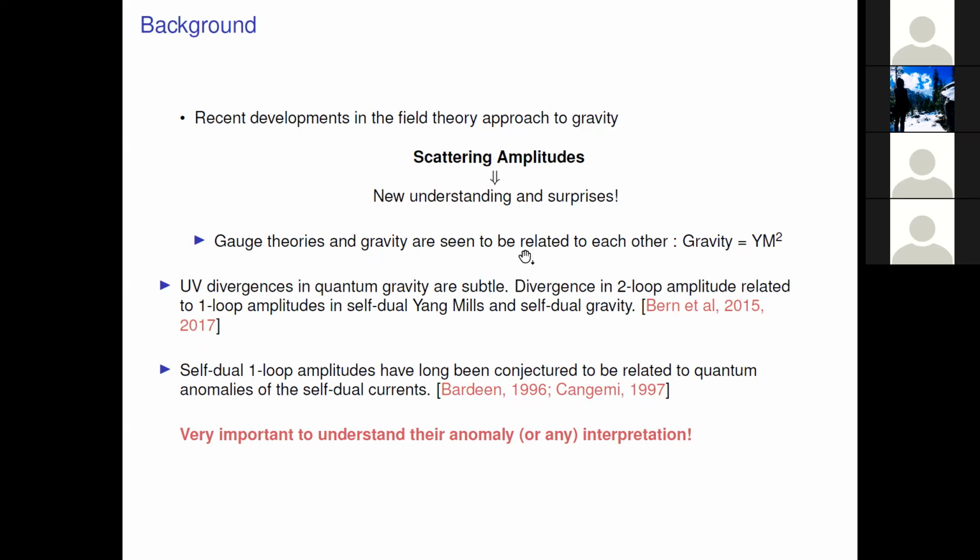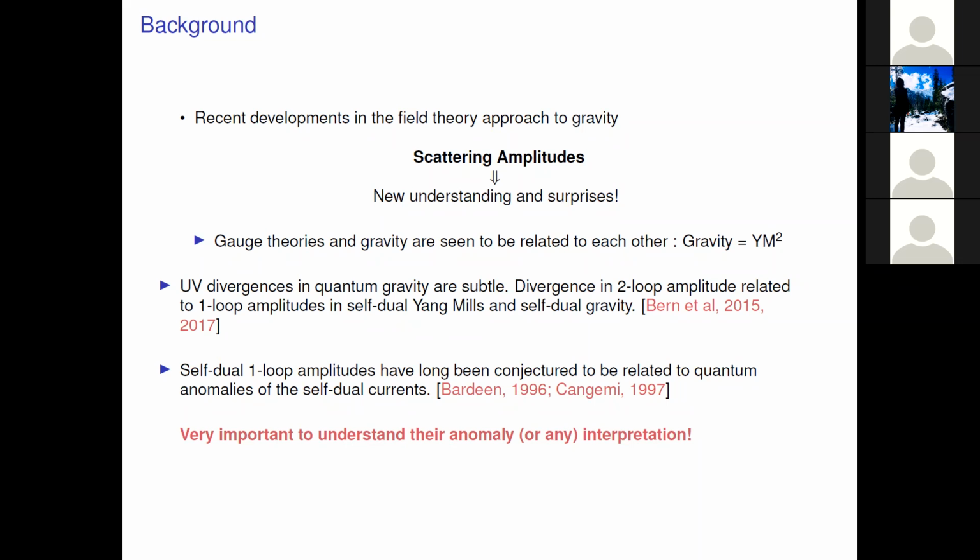And also, in the last decade, there have been recent developments on the UV divergence in quantum gravity. For example, Bern and collaborators have shown that the divergence in the two-loop amplitude is related to the one-loop amplitude in self-dual Yang-Mills and self-dual gravity. They used the method of unitarity cuts, and they related this two-loop amplitude to the one-loop amplitudes.